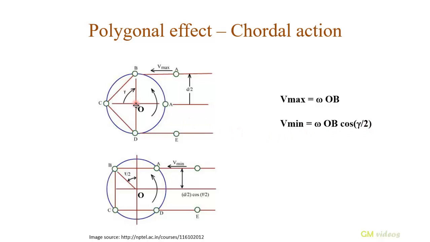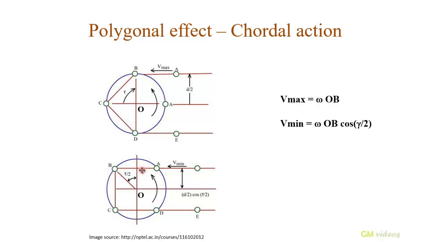So you see, even though the sprocket is rotating with the same constant angular velocity omega in both cases, the distance of the chain from the center is different. Here the chain is at a distance OB from the center, but here the distance of the chain from the center O has reduced and is now OB cos gamma by 2. Therefore, in the first case the velocity of the chain was higher, while in the second case, because of this new term cos gamma by 2, the velocity of the chain has decreased.